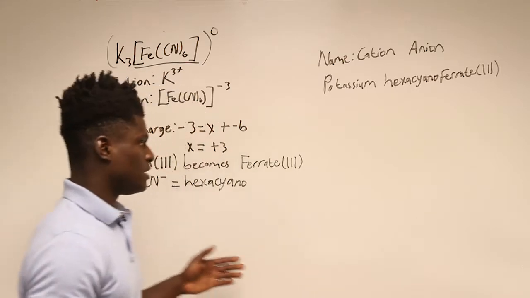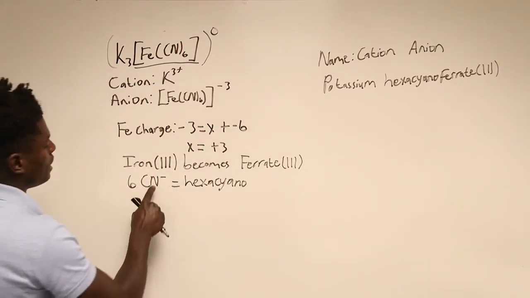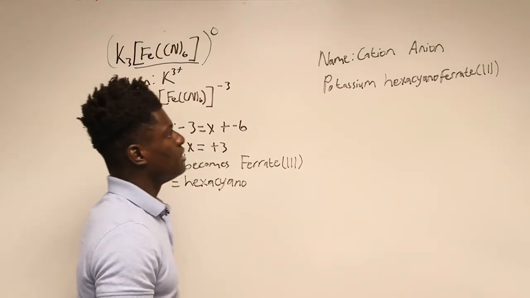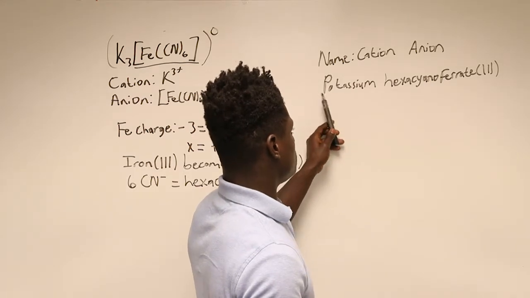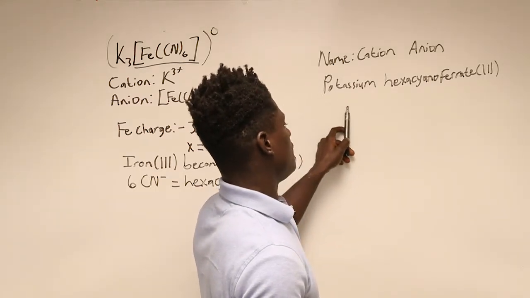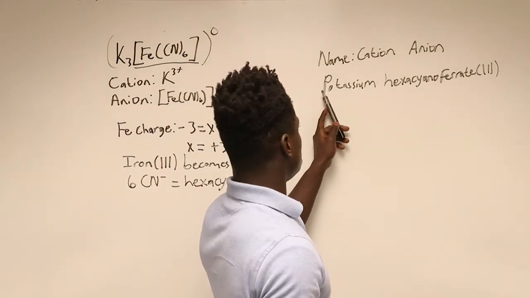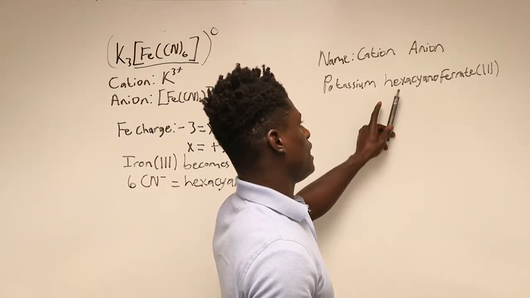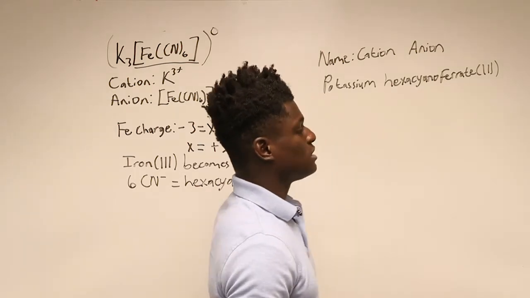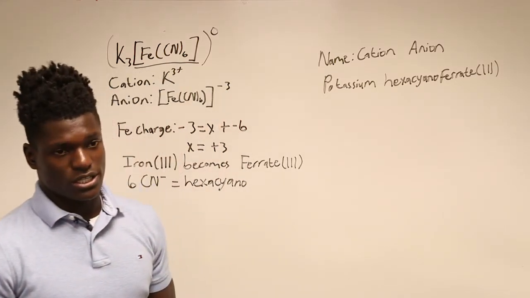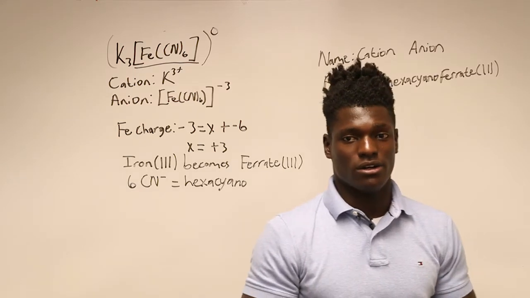So now we can basically piece everything together because we know our cation, which is potassium, and now we know our anion, right? So we always name cation, then anion. So this becomes potassium. Because potassium is not a transition metal, there's no need to put a charge there. It's not potassium 1. It's just potassium, and then our anion is hexacyanoferrate 3. So this is another example of piecing all the different rules together to get you the correct name of the molecule.